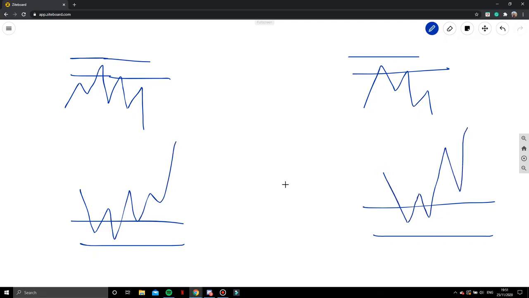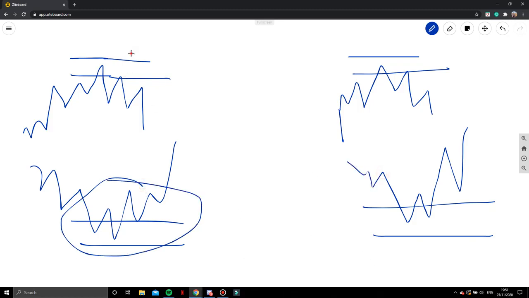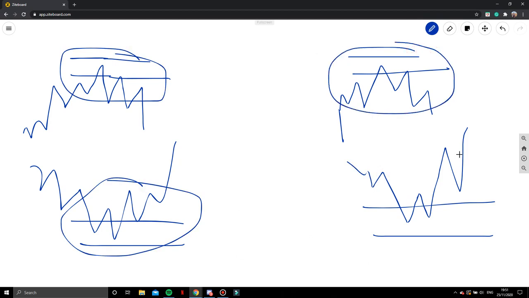Okay, you're only waiting for this. That's all you're waiting for. A shift in market structure. So whatever's happening here and here. Oh god, I didn't mean to do that. Okay, ignore that. There we go. And whatever's happening from here. Okay, we're only trading the shift that's happening.